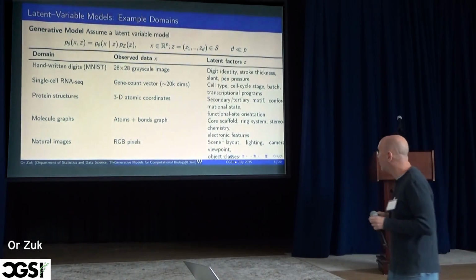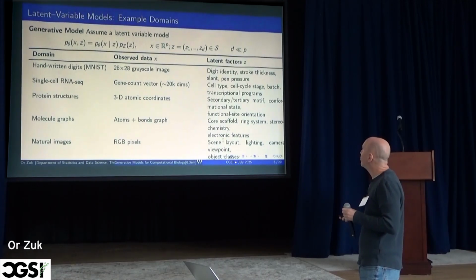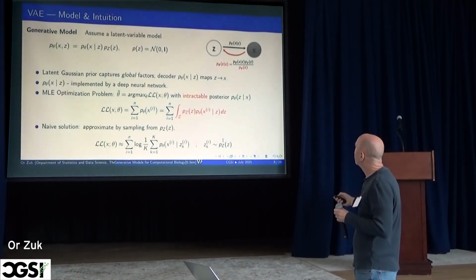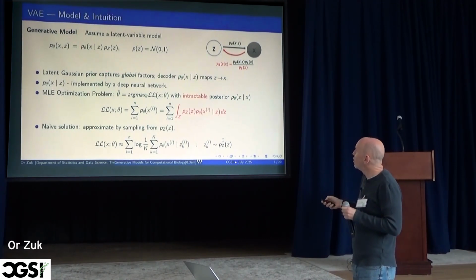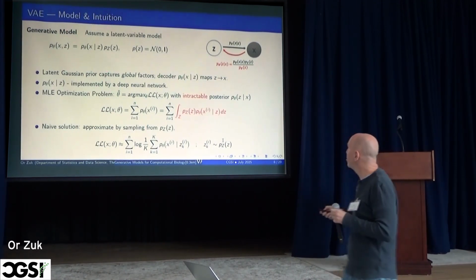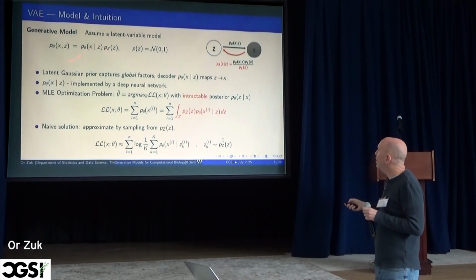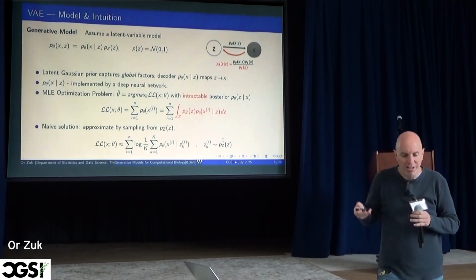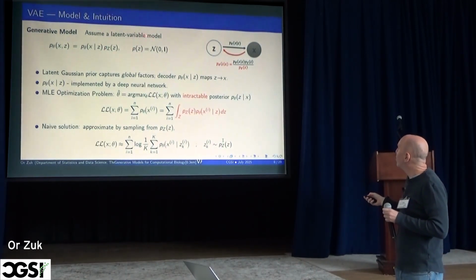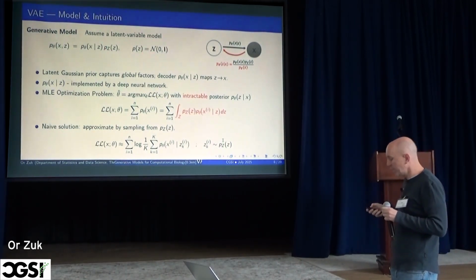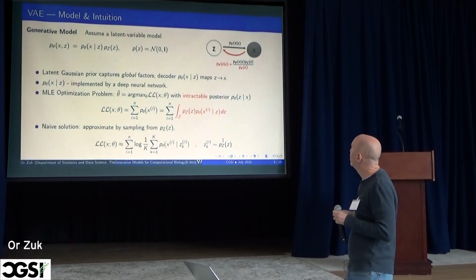All right, so that's a motivation from latent variable models. And I'm going to skip that, and now I'm going to go to the definition. So in particular, variational autoencoders are a type of latent variable model, and the latent variable has a very simple independent Gaussian distribution.